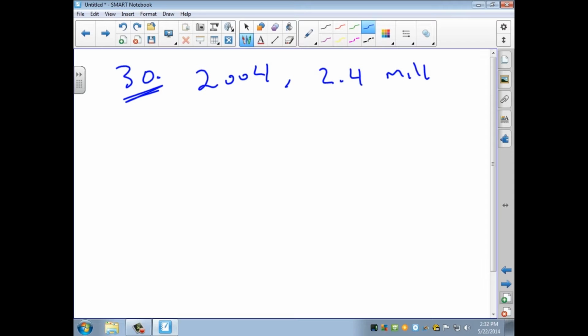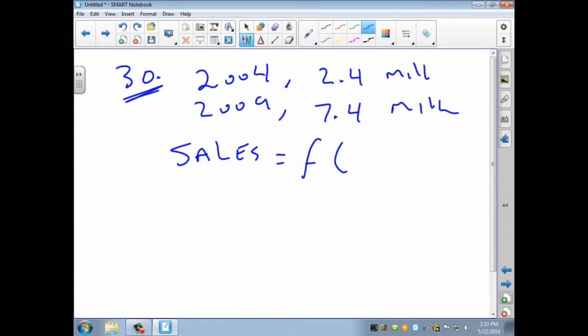whereas sales in 2009 were 7.4 million. Find an equation given the company's sales as a function of time. The company's sales as a function of time. Okay? So we want sales to be a function of time.